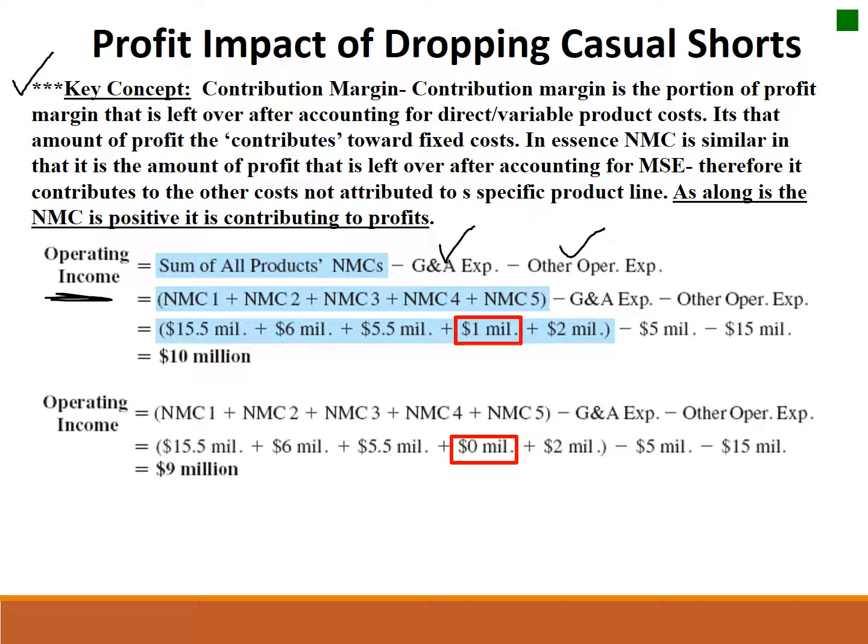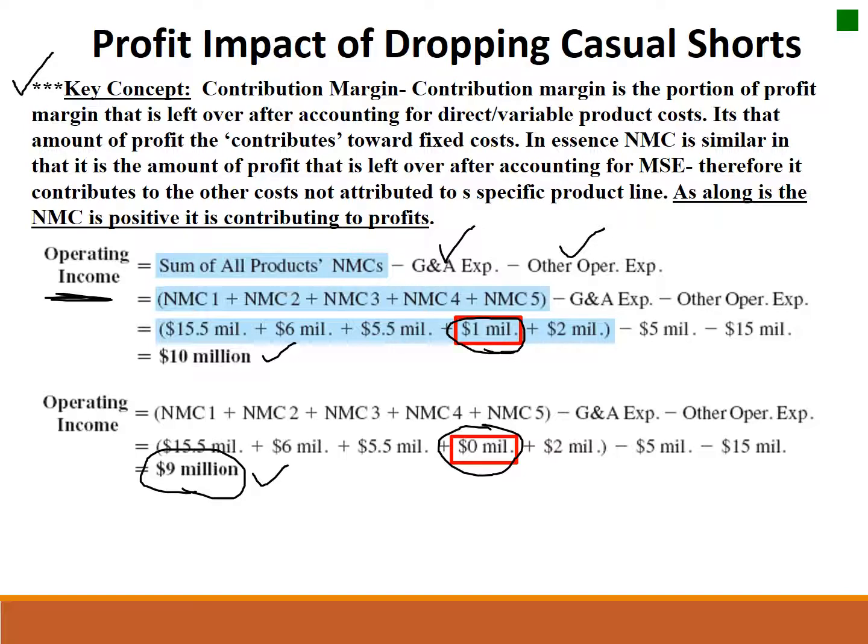So if we do this, we keep the $1 million associated with that product. We have the net or final operating income of $10 million. If we didn't have that product, then it would be zero, right? It would go from 1 million to 0, which would actually give us an overall net operating income of $1 million less. So again, individually, that is not a profitable product line. But if you take the basket of products together, the net effect is better having it than not having it.